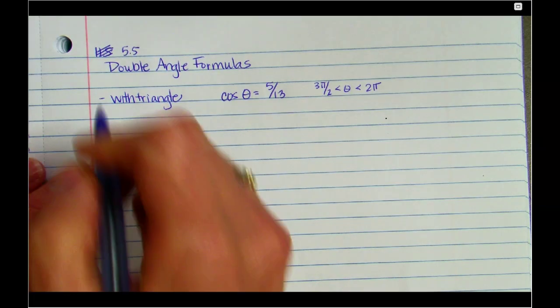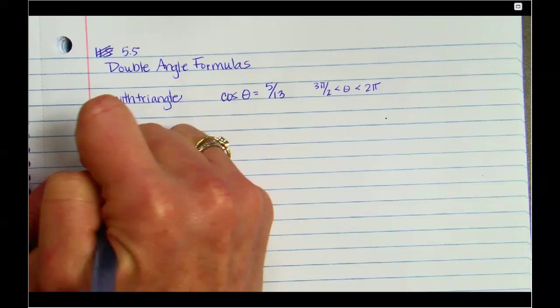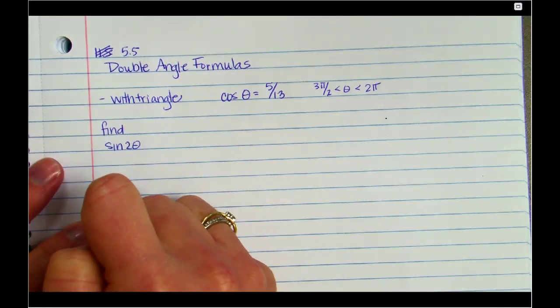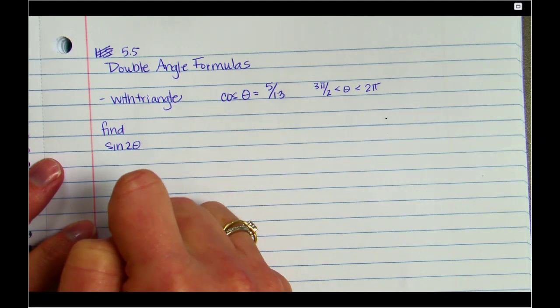We're going to find sine of 2θ, cosine of 2θ, and tangent of 2θ.